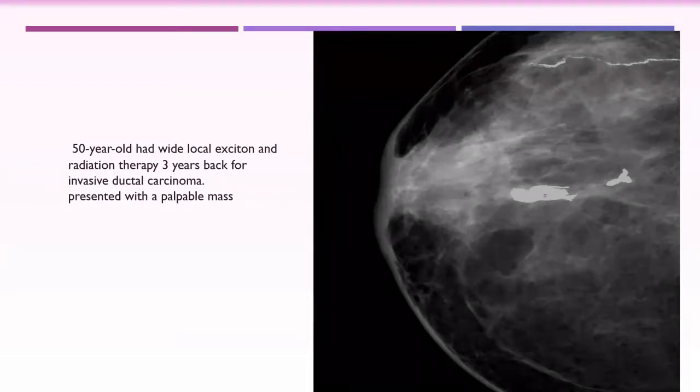What is the other name for this junk calcification? In fibroadenoma, we call it popcorn. No, but here in this case, we call it... I couldn't remember actually.